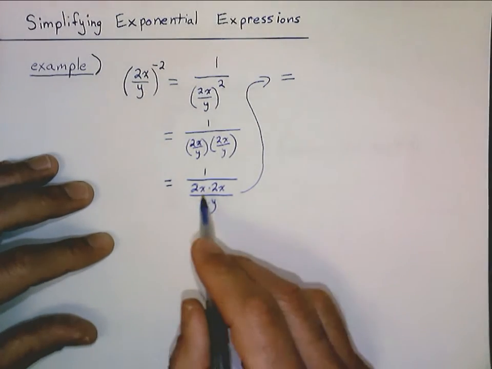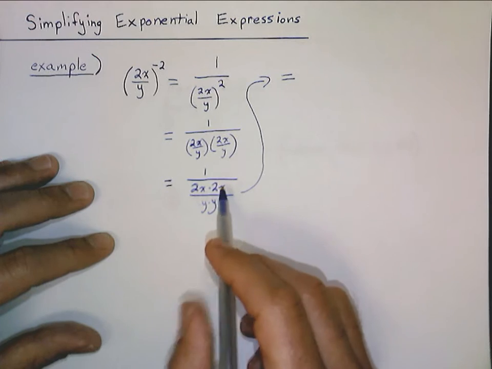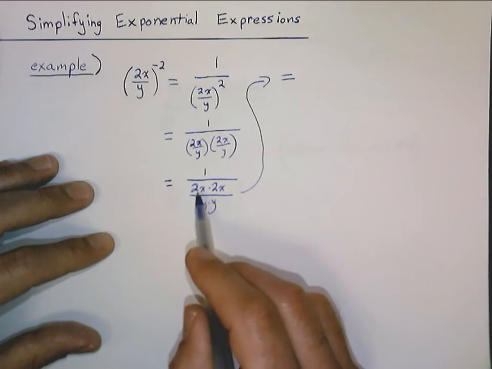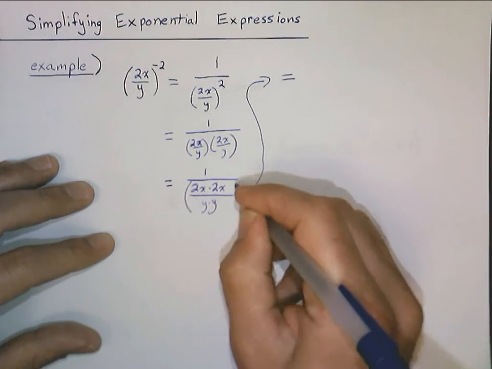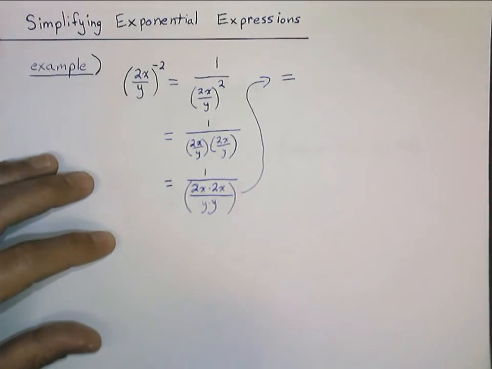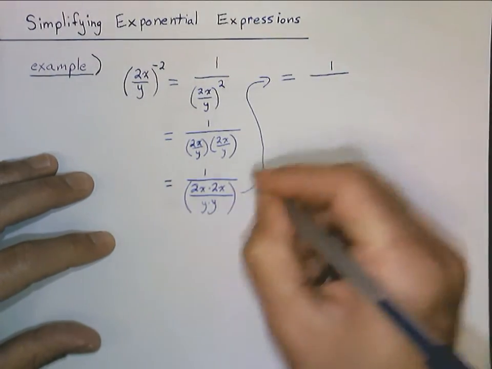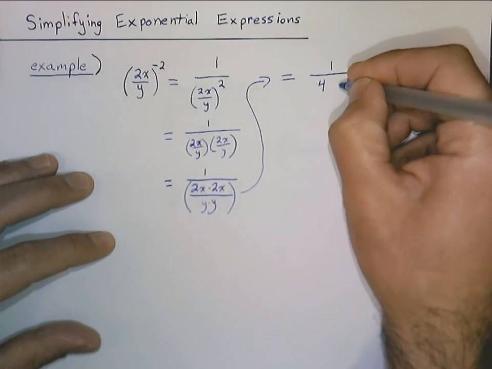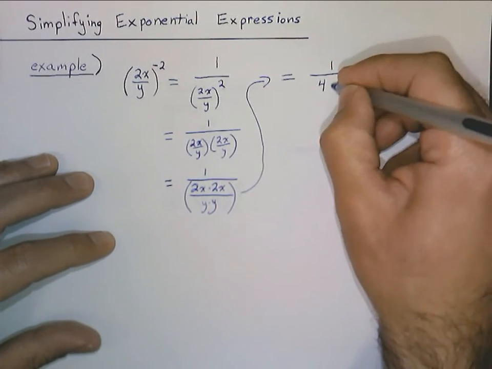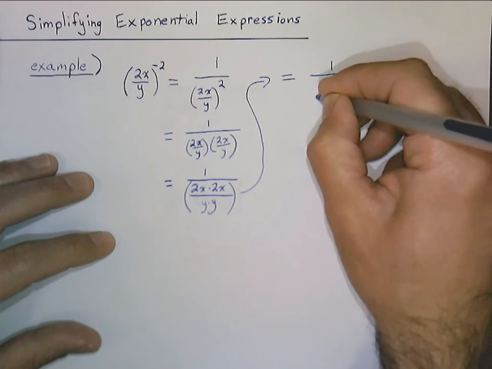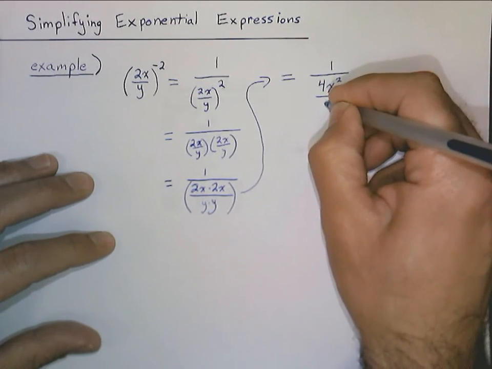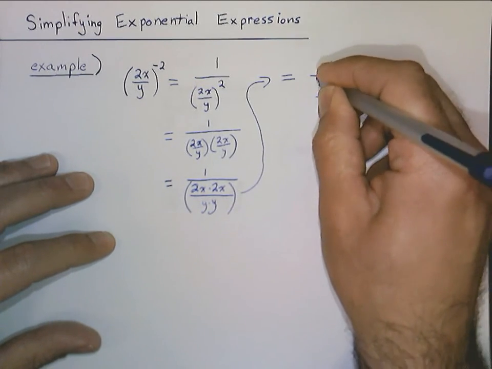And so now we just continue doing these multiplications. Right? We combine the like factors here, and I'll put parentheses around this whole denominator. So we have 1 over 2 times 2 is, of course, 4. x times x is x squared. And y times y is y squared.